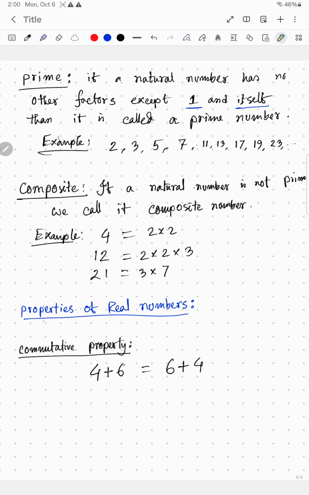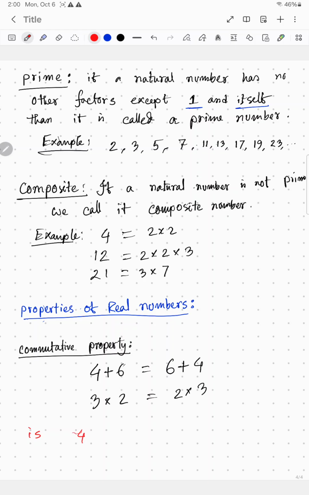Okay, how about multiplication? Like if we multiply 3 times 2, is it same as 2 times 3? Yes, it is, right? In both cases we get 6. So the multiplication is also commutative. Alright, so my question to you guys, is subtraction a commutative or division commutative property? Have this commutative property?